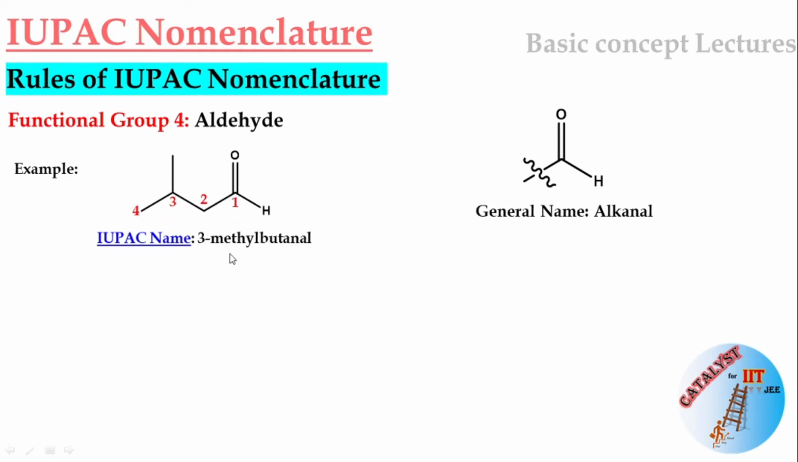So the IUPAC name for this hydrocarbon will be 3-methyl, as on the third position your methyl substituent is present, butanal. At this point we have understood how to name saturated hydrocarbons which contain this aldehyde functional group. Let us move to our next example, which contains a double bond, or you can say unsaturation, as well as this aldehyde functional group also.